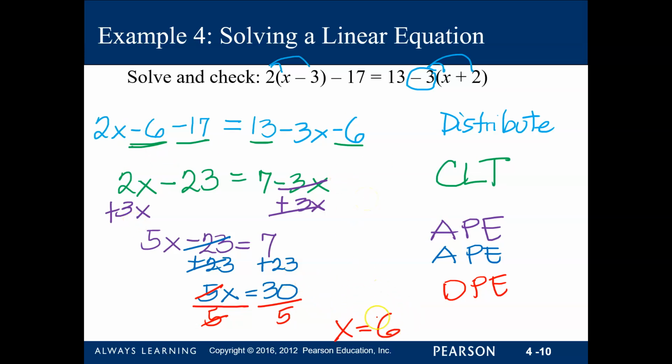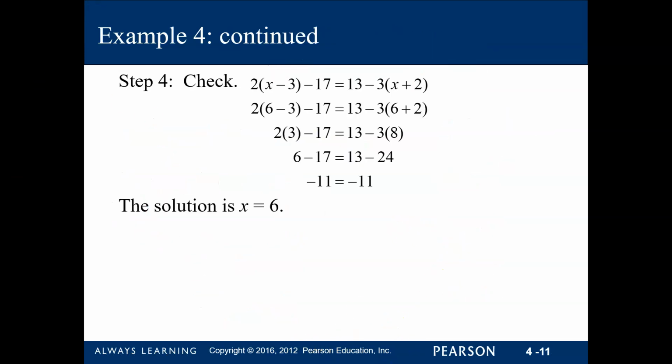And now you don't just stop there. You need to always check for the solution if it is correct. So you replace the x value with a 6, okay? And when you simplify, you will see that negative 11 is going to be equal to negative 11 as well. So this is just proof that x is really the value of 6. All right.